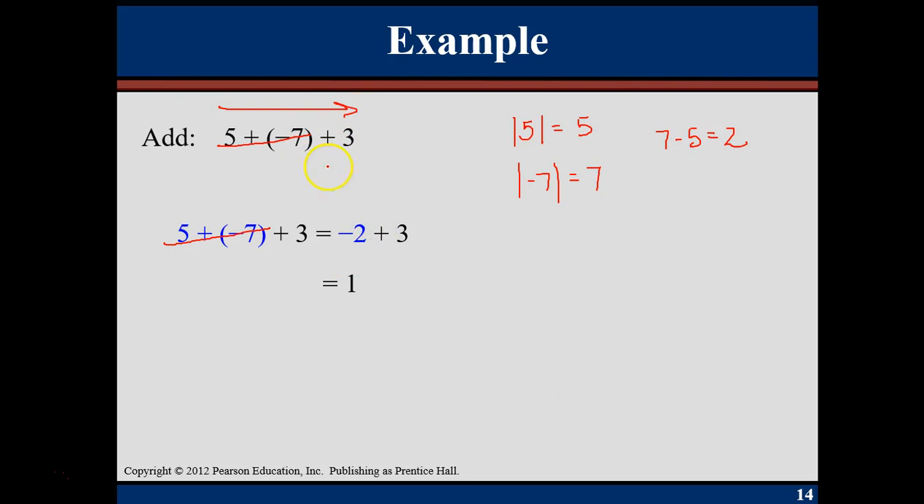But I've got to now add on the 3, and I have -2 plus 3. Well, the absolute value of -2 is 2, and the absolute value of 3 is 3. They're opposites again. Of course, 3 minus 2 is 1, but 3 has the larger absolute value, so it gets to give the sign, and your final answer to this question is +1.